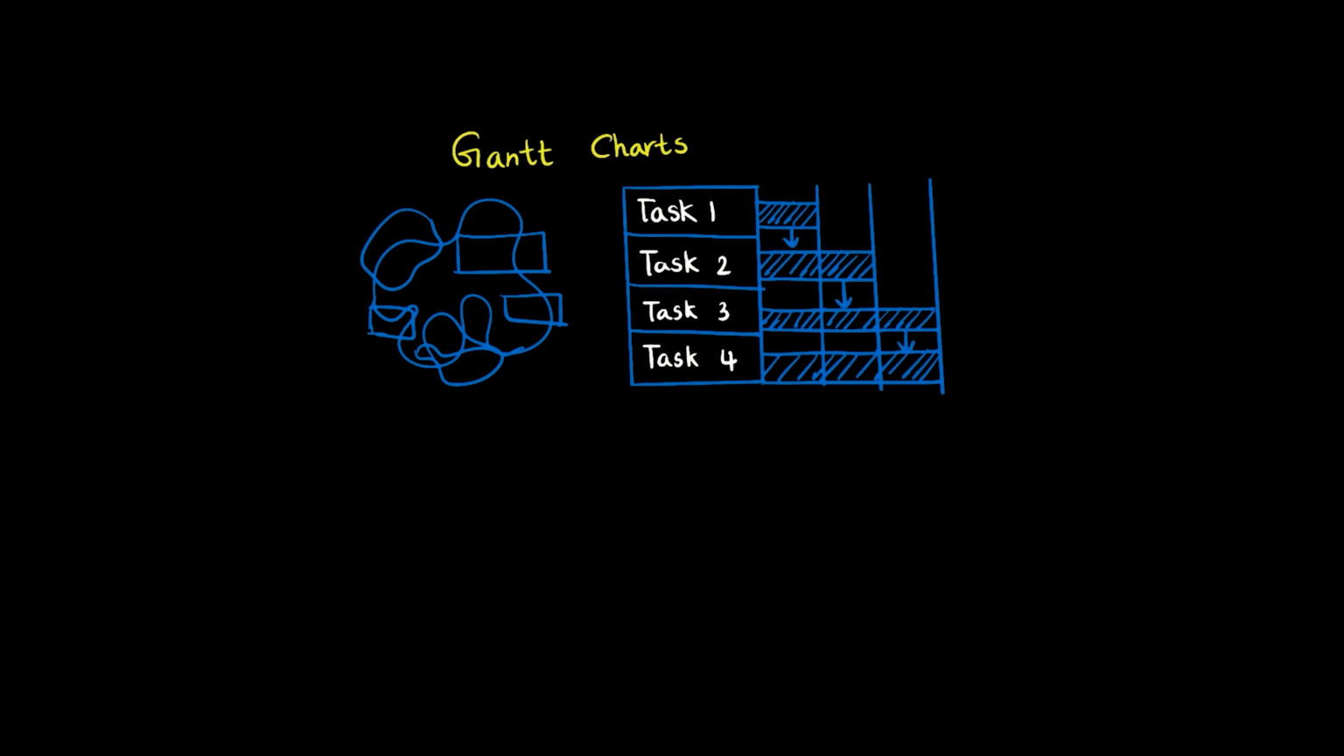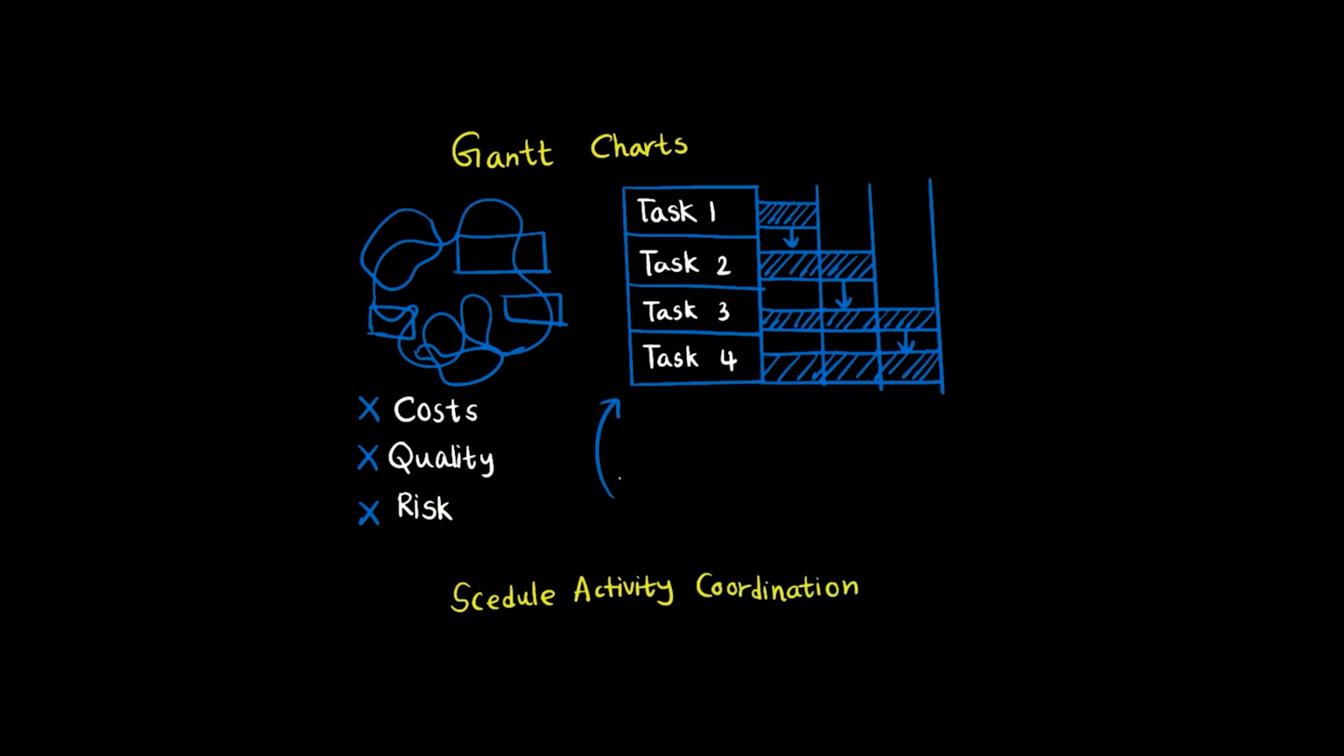Task B can't start until Task A finishes. This isn't about calculating costs, measuring quality, or risk probabilities. Those are different project concerns. Gantt charts specifically address schedule activity coordination. They show what happens when, who's doing what, and how tasks relate temporally. Managers see overlaps, conflicts, and deadline alignment instantly.